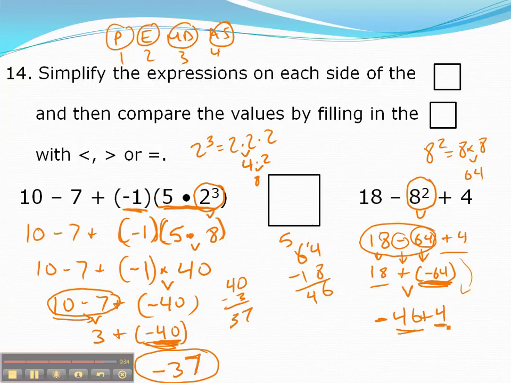Again, signs are different, so we find the difference. 46 minus 4 is 42. And -46 is farther from 0 on a number line, has a greater absolute value, so our answer will be -42. Now we need to compare -37 to -42. Even though 42 looks like a bigger number, since it's a -42, it's farther left on the number line, so -37 is greater than -42. Remember that the mouth wants to eat the bigger number, and -37 is bigger.